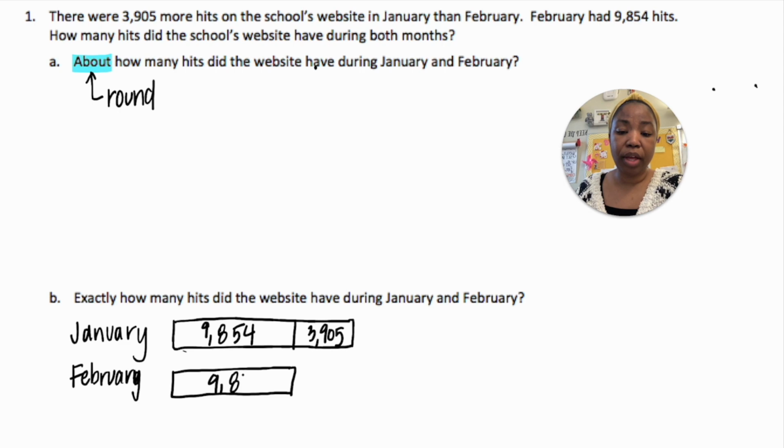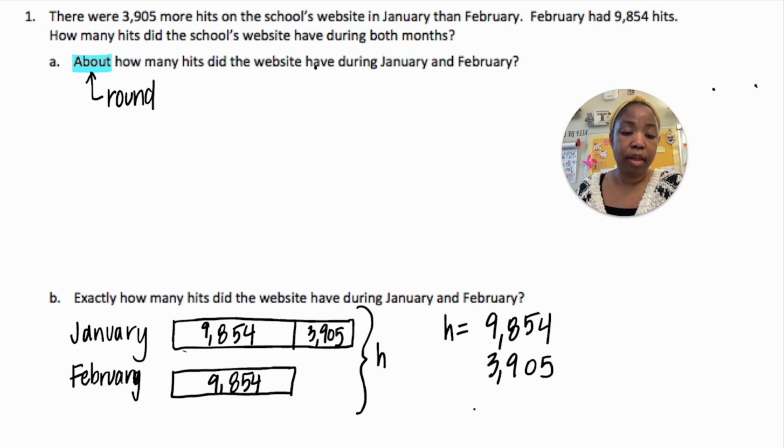They want to know the hits for January and February, which would mean that I'm going to add all of them together. Let's call it H for hits. So in order to find H, or the total hits for January and February, I'm going to add these numbers. I'm going to add January's, which was 9,854 plus 3,905 plus February's, which was 9,854.